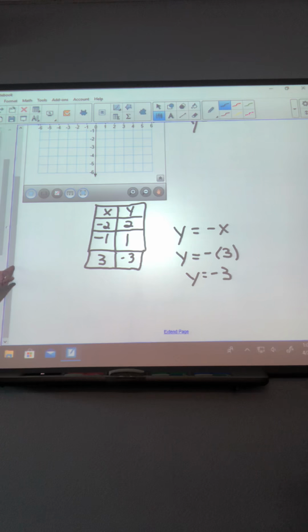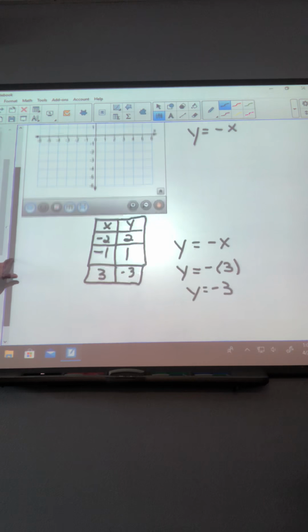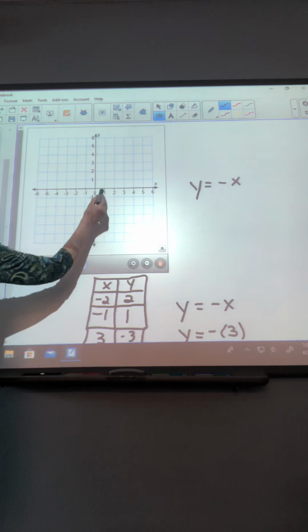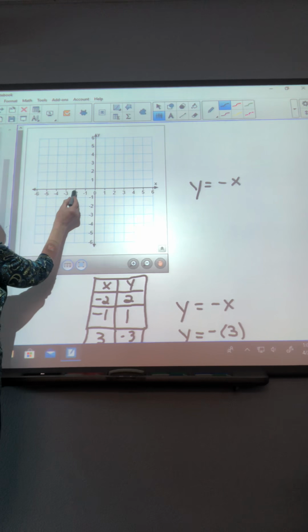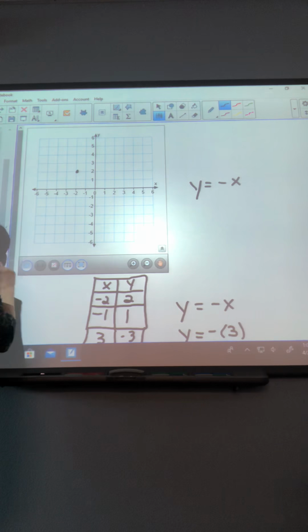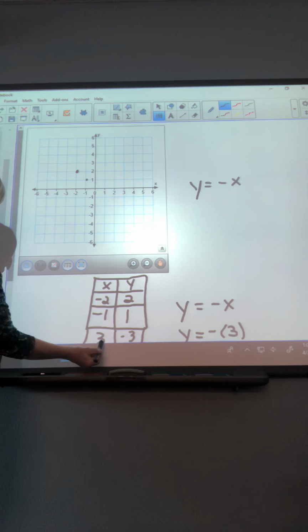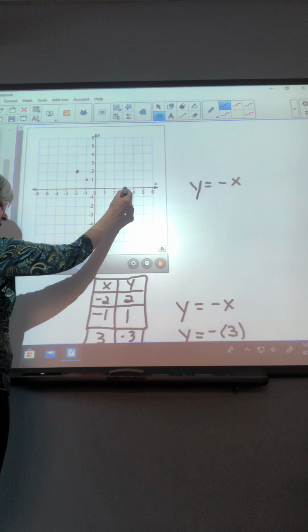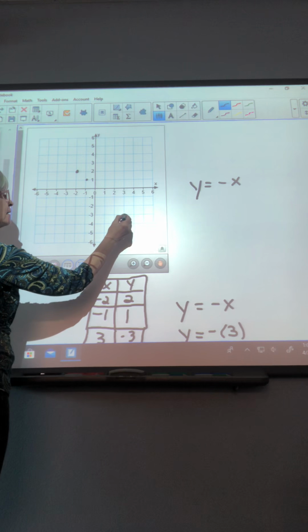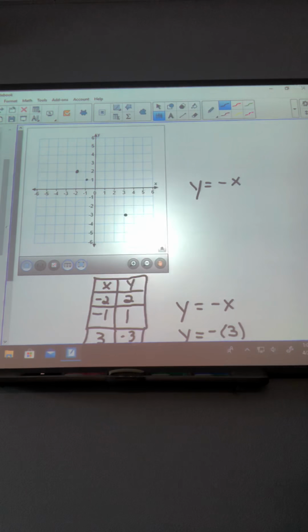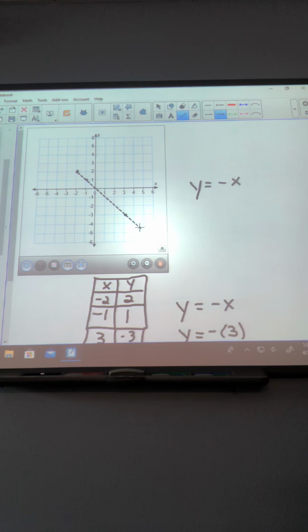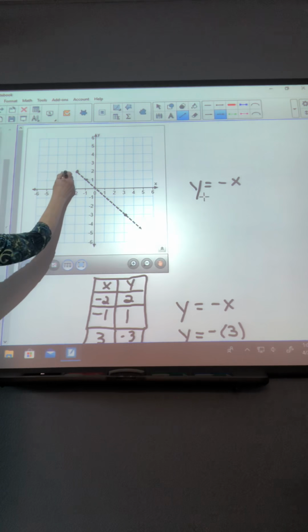So this will be an easy one to plot. So we've got x is negative 2, y is positive 2. X is negative 1, y is positive 1. X is positive 3, and y is negative 3. Connect those. But you can see it's a straight line. You can also see that the line is falling, and so it is a negative slope.